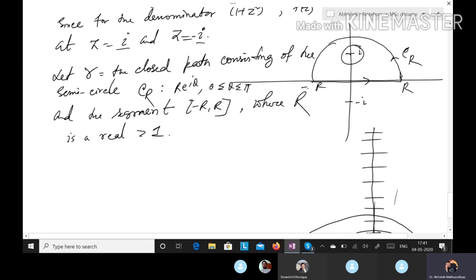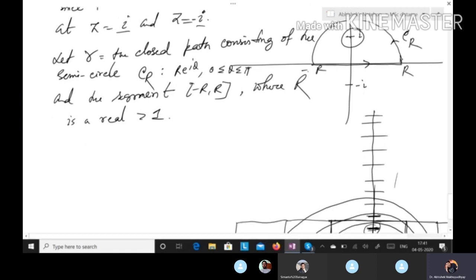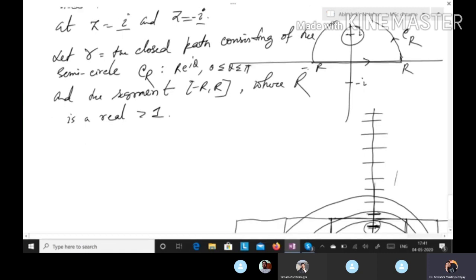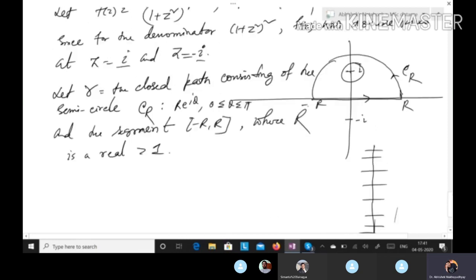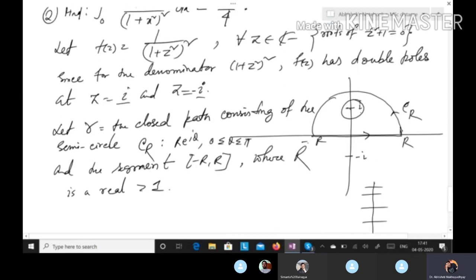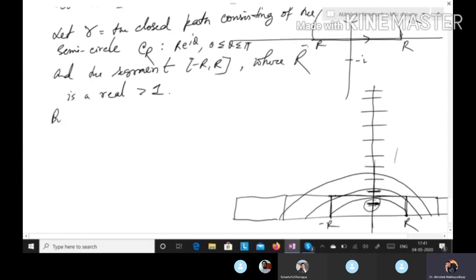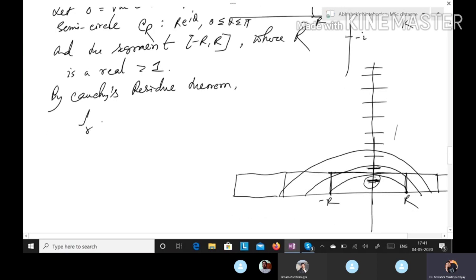Now come back to our problem. By choosing this path, you will see that the interior of this path will contain exactly one singularity at i. So by Cauchy's residue theorem, the integration over gamma 1 of 1 by (1 plus z square) squared dz is equal to 2 pi i times the residue at i.